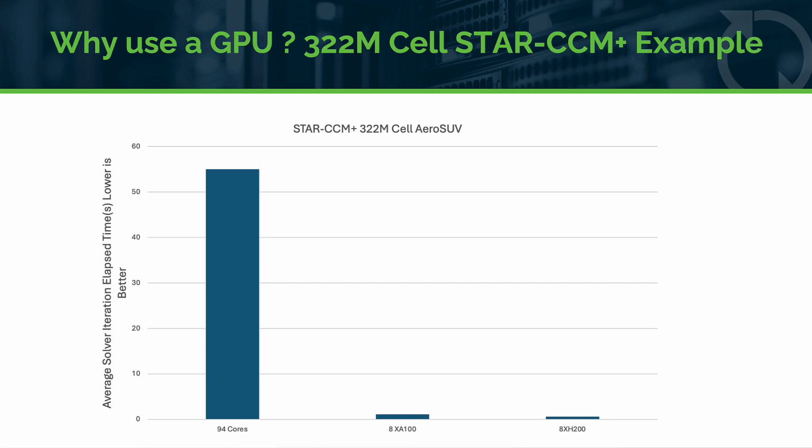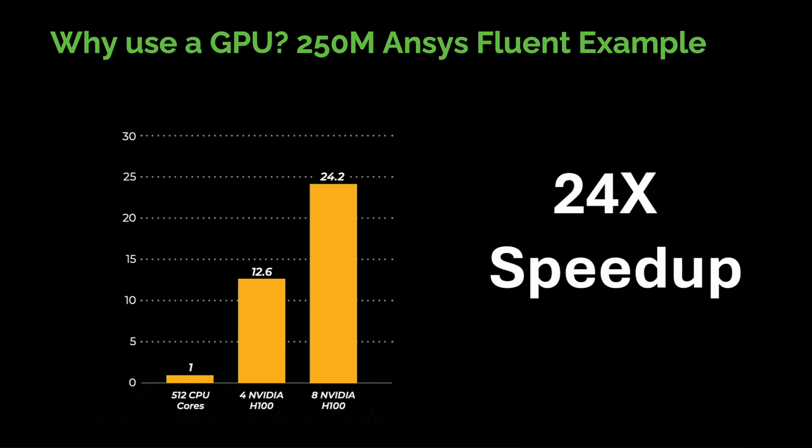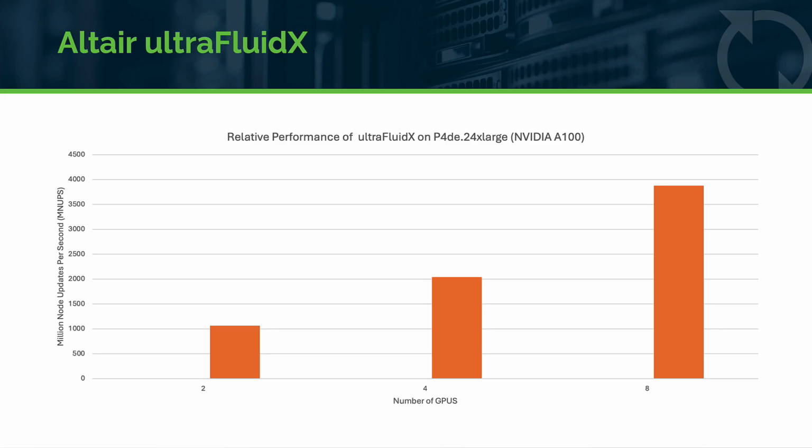You can run very, very large models that would take thousands of cores on a single machine that has 8 GPUs, for example. And with the advent of the H200, which has very high memory bandwidth, it really unlocked the ability to run some of the largest models without taking a huge footprint in the data center. Similarly with Fluent, which also has a native GPU solver, over 24x speedup running with 8 H100s over a 512 core cluster. Again, big speedups, a lot less power, less cooling.